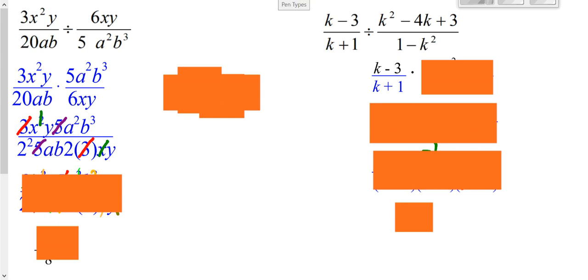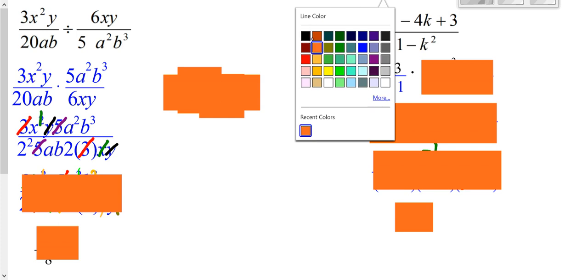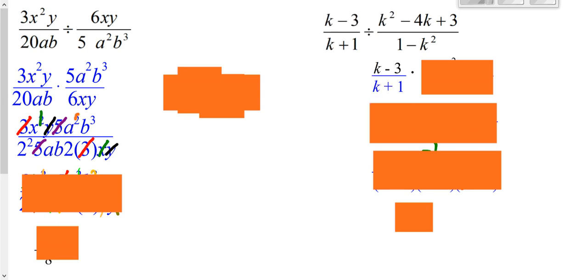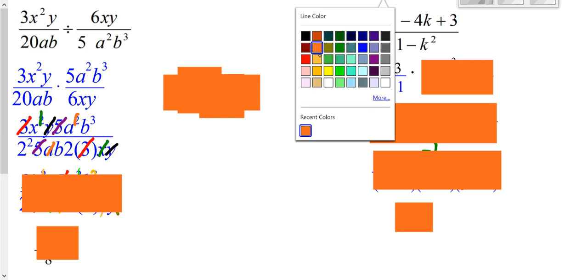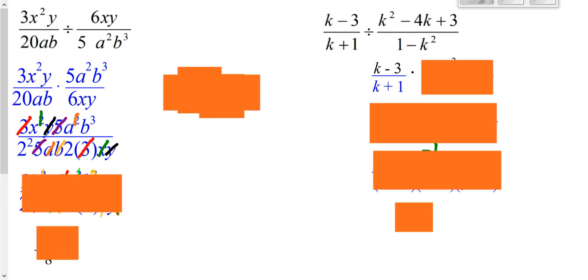You'll notice you have a y to the first here, a y to the first here. And then we look at our a's. Which one has more a's? Top has one more a, so it's gone on the bottom. Same type of thing with the b's. You have b to the first on the bottom, b squared left on top after you simplify that. Then you go ahead and look at what's left. You're left with an x, a, and a b squared on top. And you're left with a 2 squared and a 2 or an 8 on the bottom.